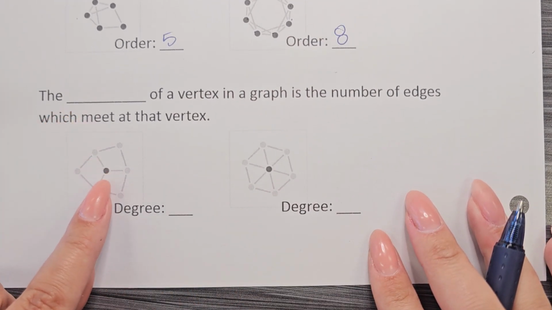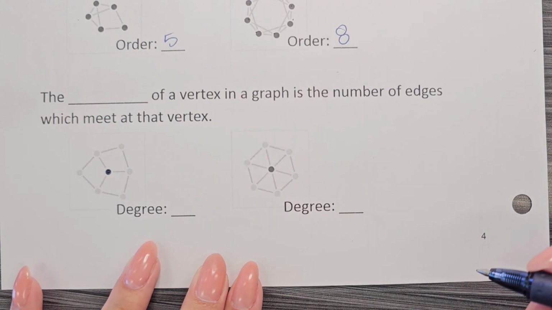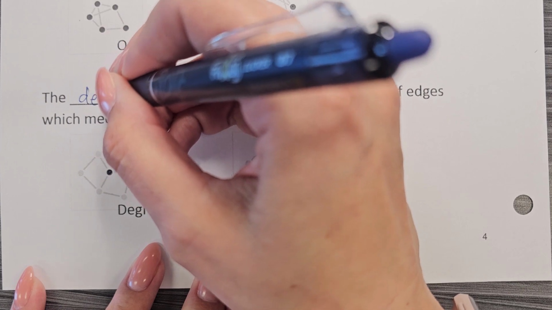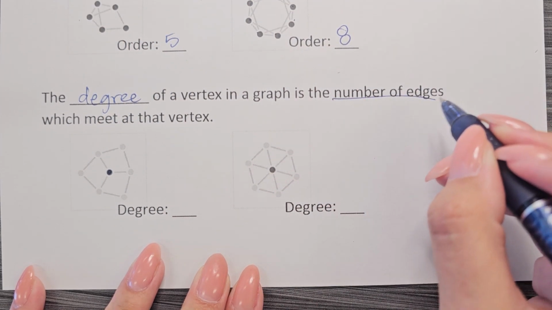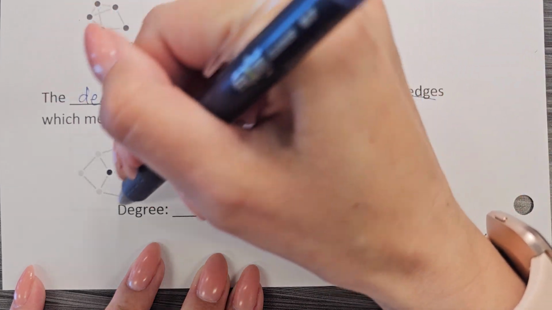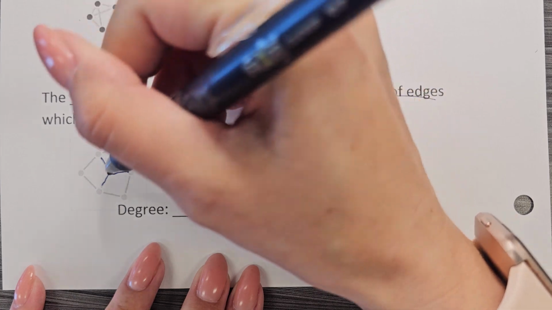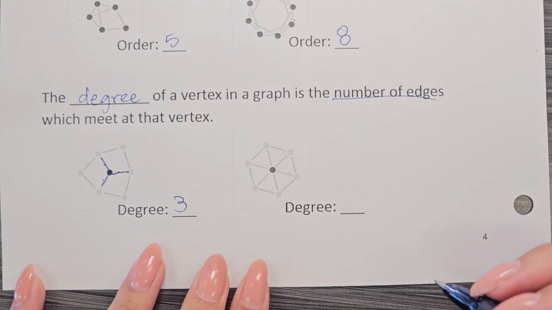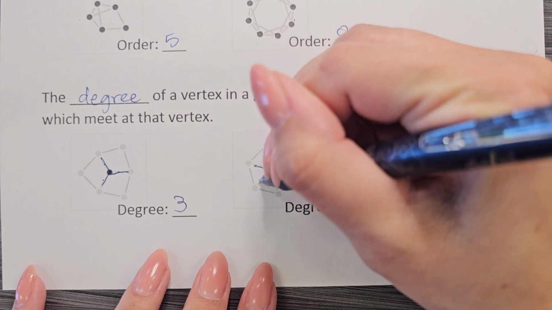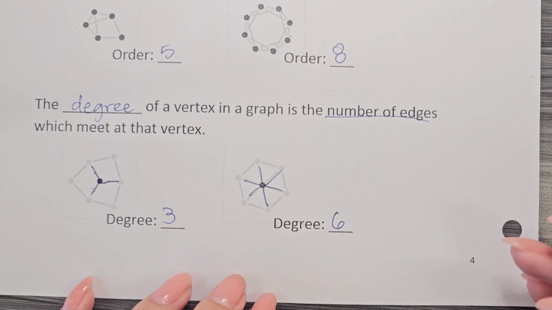If we're looking just at one particular vertex, so this darkened dot right here, and we want to know the degree of that vertex, that's going to be the number of edges which meet at that vertex. We're not counting all the lines, just the ones attached to this dot specifically. So we have 1, 2, 3. That is a degree 3 vertex. Here we have 1, 2, 3, 4, 5, 6. So that's a degree 6 vertex.